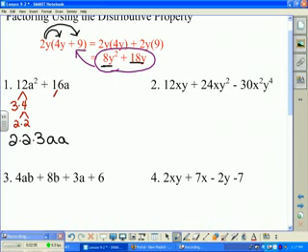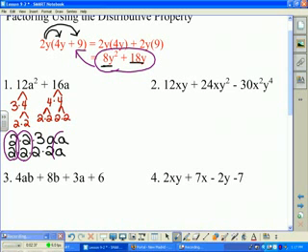Now do the same thing for the 16a. 4 times 4 is 16, and each 4 can be broken down to 2 times 2. So in my list for 16a, I would have 2 times 2 times 2 times 2 times a. And remember, with greatest common factor, we then look to see what is in both lists. We have a 2 in both lists. We also have another 2 in both lists. So the greatest common factor would be 2 times 2 times a, which is 4a.